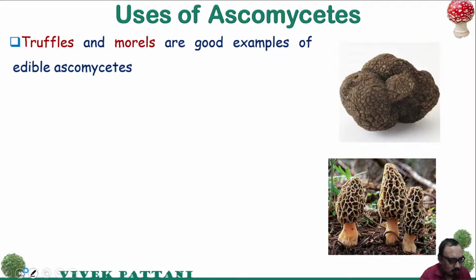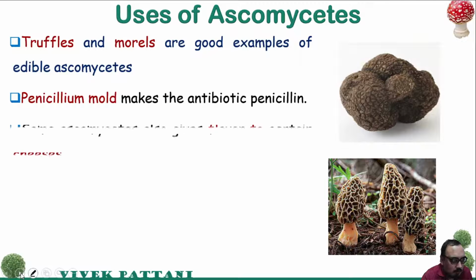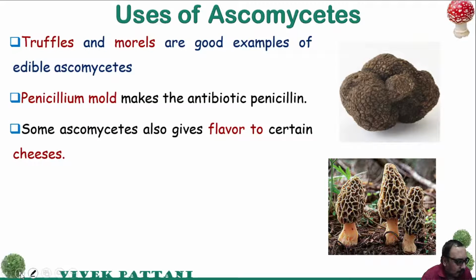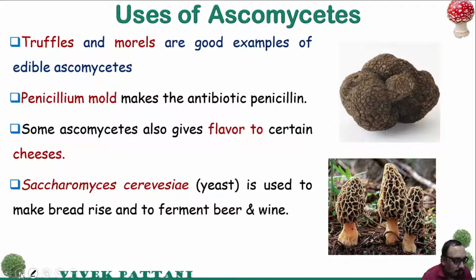And what are the uses of ascomycetes? Truffles and morels are good examples of edible ascomycetes, and Penicillium mold makes the antibiotic penicillin. Some ascomycetes also give flavors to certain cheeses, like Penicillium roqueforti, which gives blue coloration and a flavor. And Saccharomyces cerevisiae is used in the making of bread and wine.